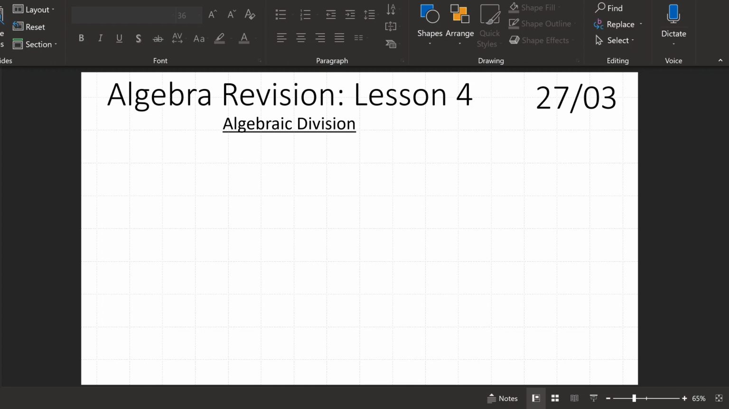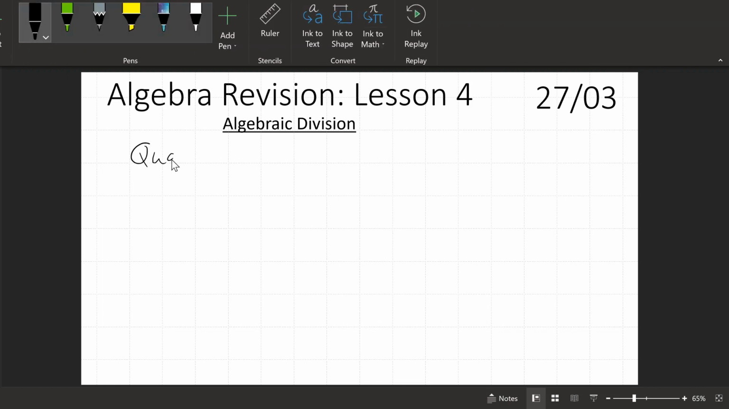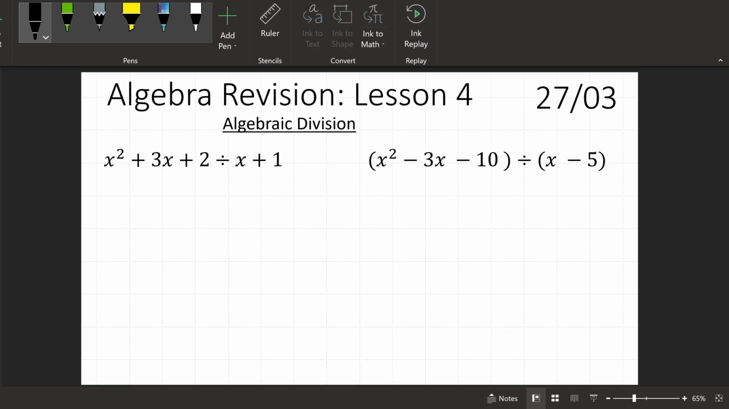So the idea here is we are given a quadratic equation. Okay, so we're given a quadratic. Now that's any equation with an x squared value, and we divide it by a linear equation. So that's any equation where the largest variable is just x, like there's no square around the x's or anything. So let's have a quick look at a few examples, and I'll run you through it. It's kind of using an evolution of long division.